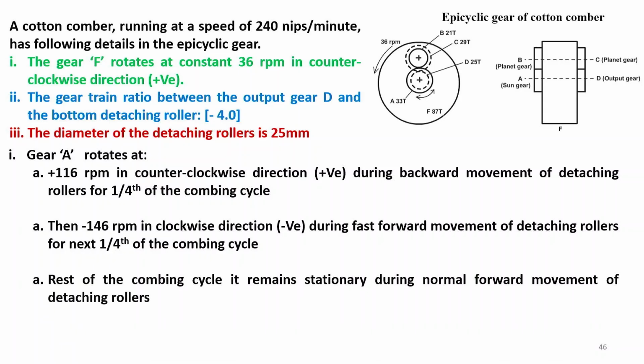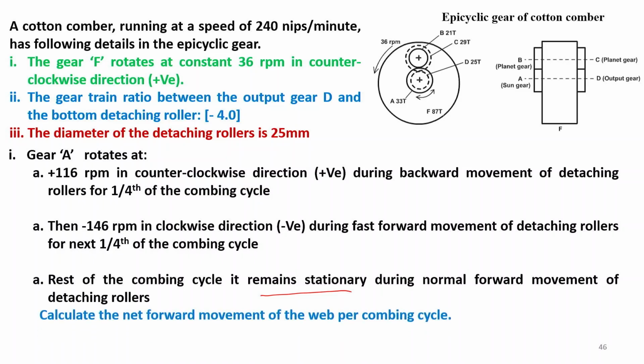For the rest of the combing cycle, that is half of the combing cycle, it remains stationary. So, there is no movement of gear A. Calculate the net forward movement of the wave per combing cycle. This practical example is exactly the same as the earlier one, the only difference is that the gear ratio has changed between the output gear D and the bottom detaching roller.